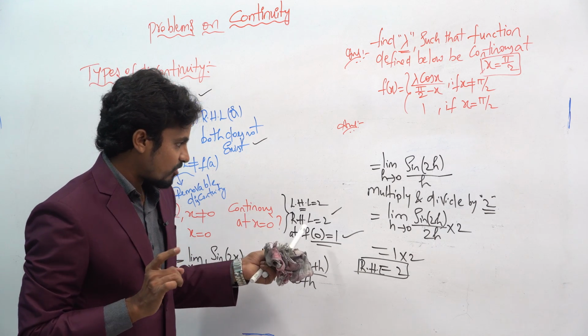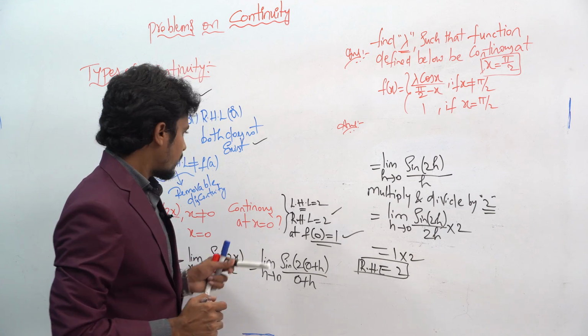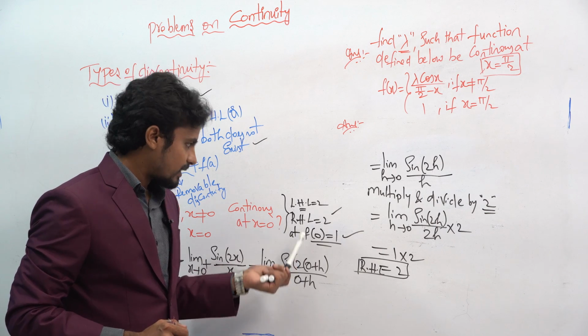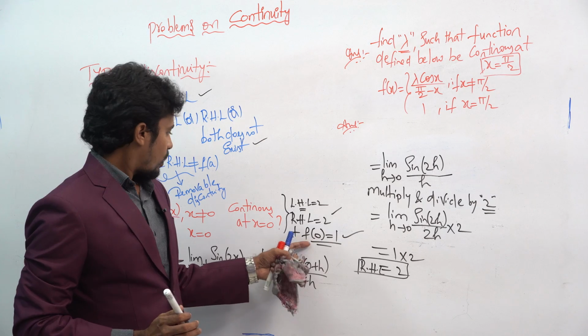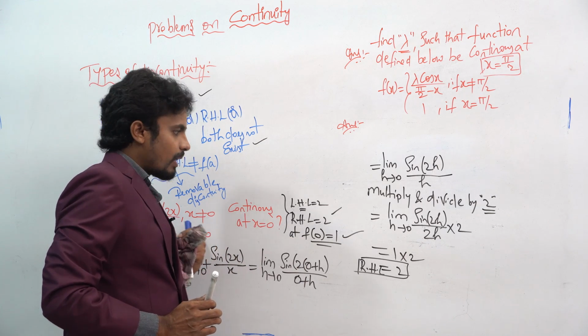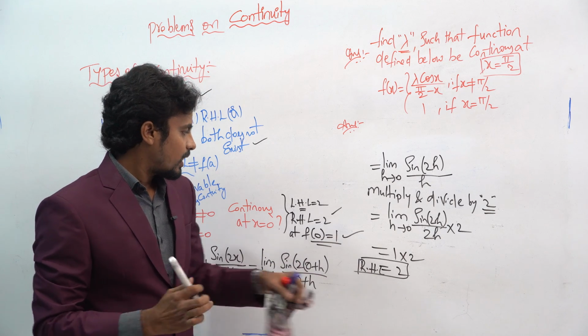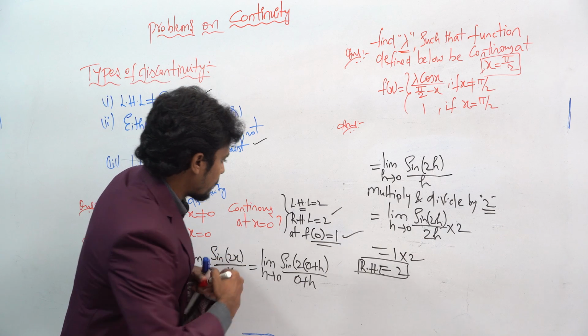Here this type of discontinuity will be the third type of discontinuity. Here the left hand limit will be equal to the right hand limit, but where the error arises is at f of 0. It was given as 1, but we got 2. That will be the case where it can't match our criteria.